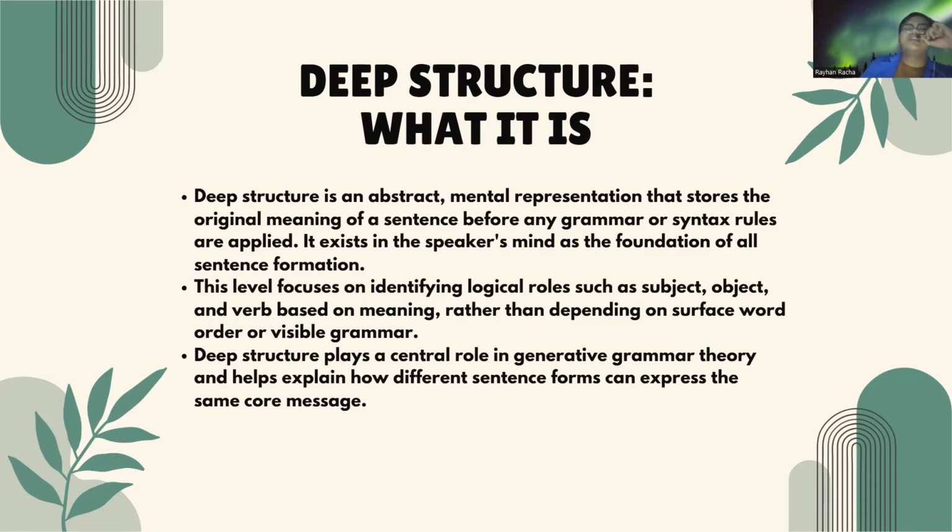This level focuses on identifying logical roles such as subject, object, and verb based on meaning rather than depending on the surface word order or visible grammar. It also allows us to understand who is doing what in a sentence regardless of word order or transformation like passive voice. This structure plays a central role in generative grammar theory and helps explain how different sentences can express the same core messages. Generative grammar relies on this level to explain why different sentence styles can carry the same idea underneath.